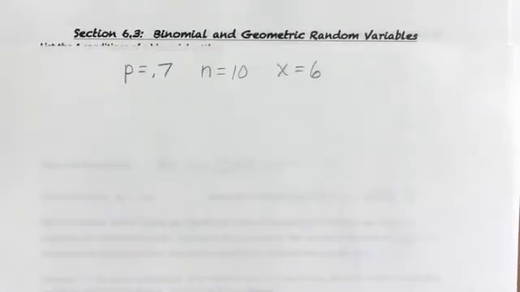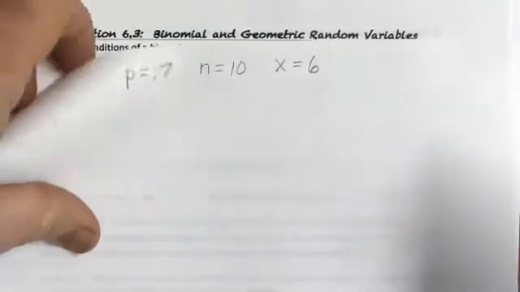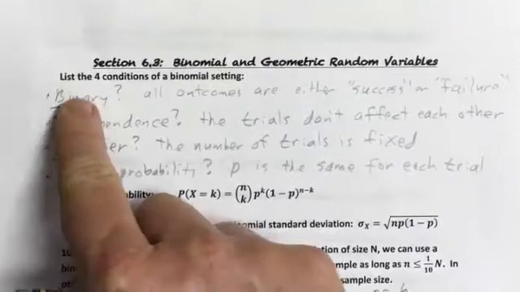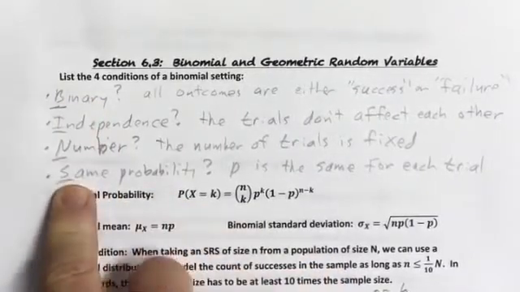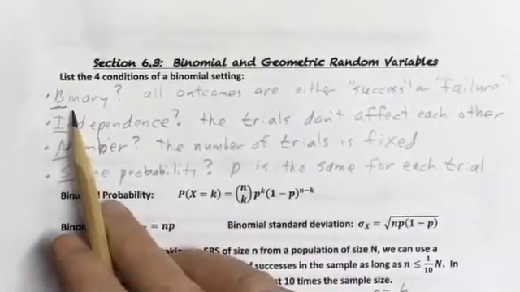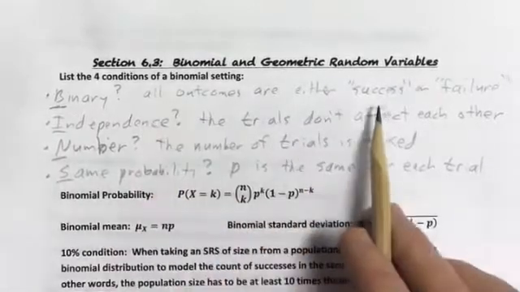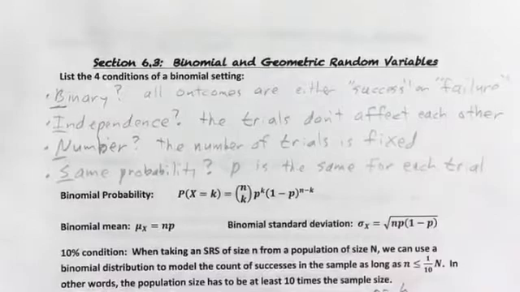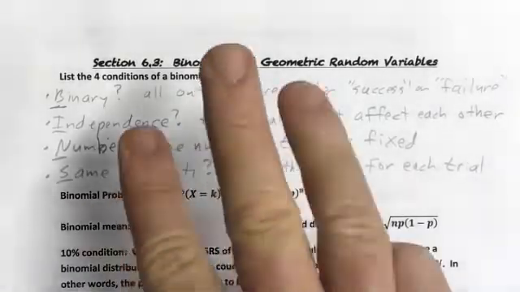Now, looking at it in a more formal way, what are the 4 conditions of a binomial setting? This is the way your book describes it, and it spells out the acronym BINS, B-I-N-S. The first one is, is it a binary situation? In other words, all the outcomes have to be a success-failure situation. It can't be 3 options. It can't be like political party where it's Democrat, Republican, and other.